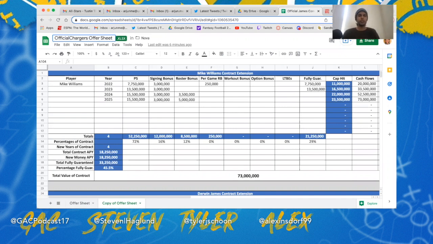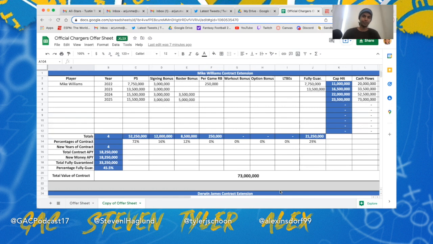All right, so the first contract we're going to look at is Mike Williams. The contract I drew up for him is 4 years, 18.25 million APY, which is a $73 million total valuation on Mike Williams. 33.25% of that is fully guaranteed at signing. Years 1 and 2 of Mike Williams' contract, his base salaries are fully guaranteed, and he has a $12 million signing bonus.